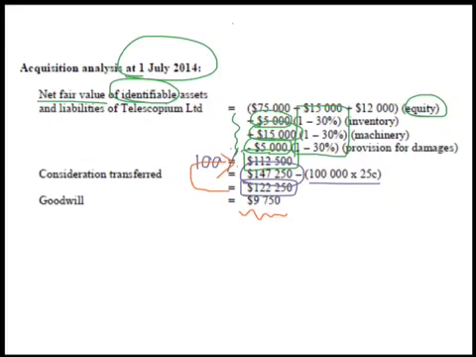Looking at our acquisition analysis, we can then identify the BCVR entries that will be made on the day of the acquisition. So we'll have a revaluation of inventory, machinery. We will record the liability for the provision for damages, and the acquired goodwill will be recorded against BCVR.